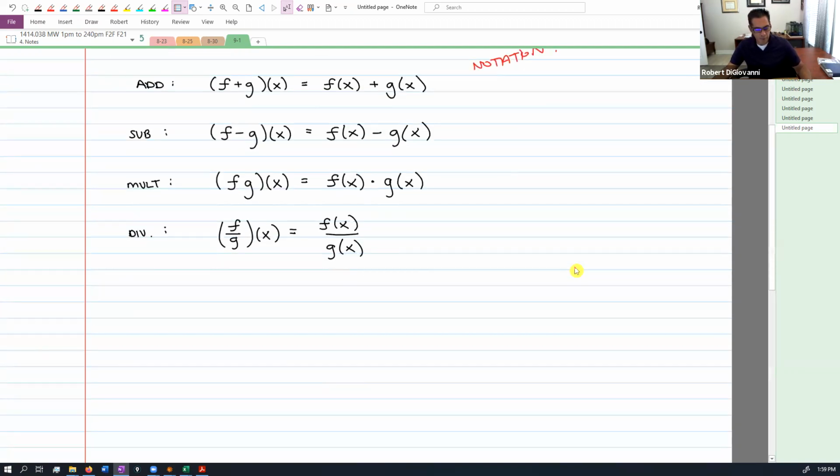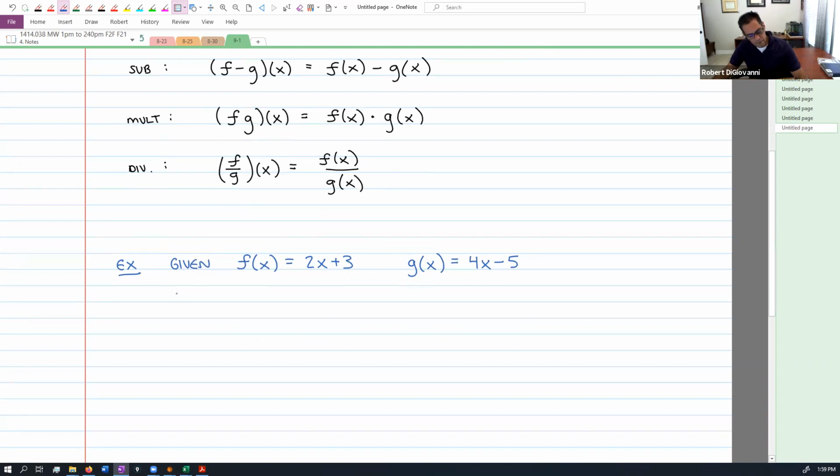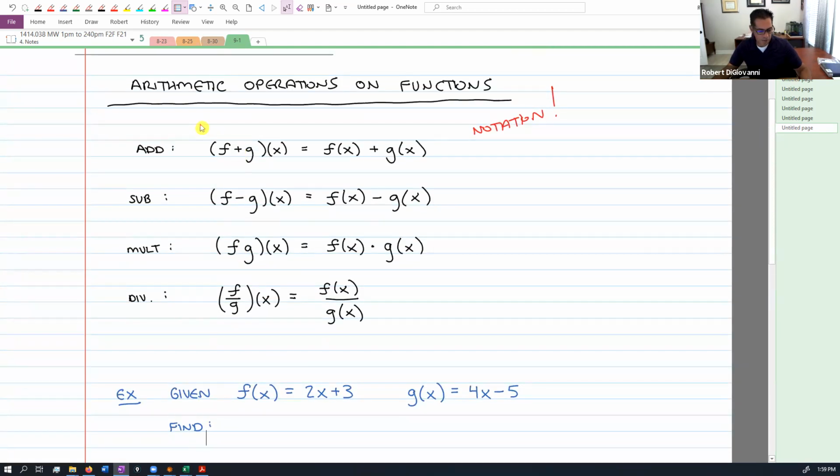All right, let's do an example. I'm going to give you 2 functions. So you're given that f(x) is, let's start simple, 2x + 3. And let's say that g(x) is 4x - 5. Find the following. All of these, okay? I want us to find all of these right here.